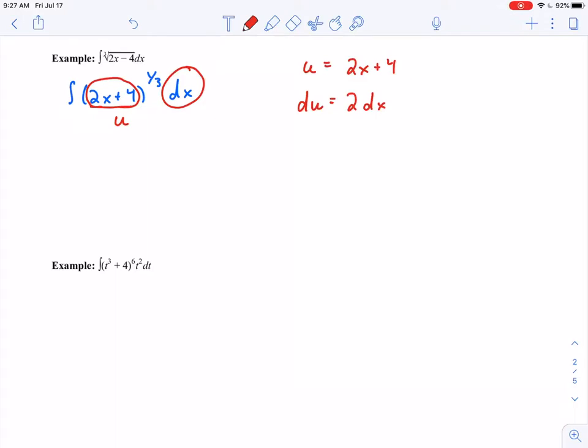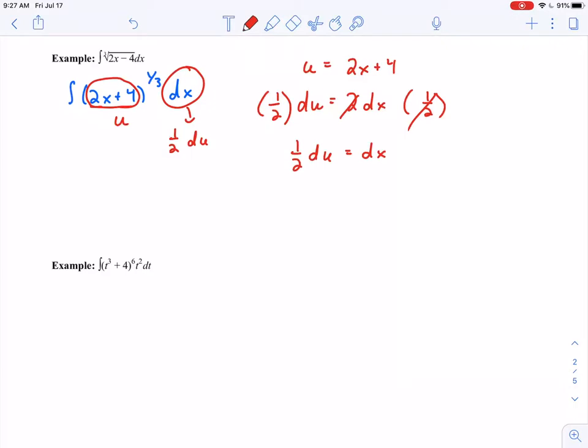I'm going to go ahead and just force this equation. I'm going to force dx to be on the right-hand side. So I'm going to treat this like an algebra equation. You can either think about it as multiplying both sides by 1/2 or dividing by 2. I think it's probably easier, and I'll explain why in a little bit, to multiply by 1/2. So that those two cancel, so I have 1/2 du equals dx. So that dx, when I take out this dx, I can replace it with 1/2 du.